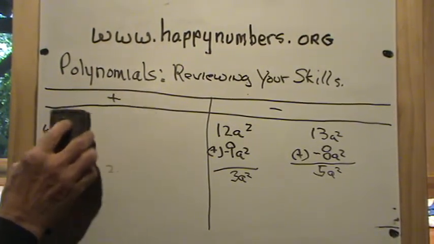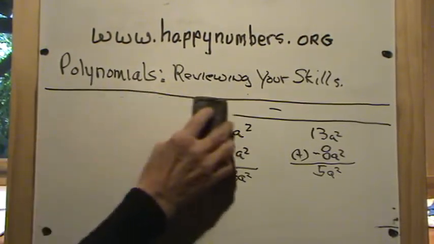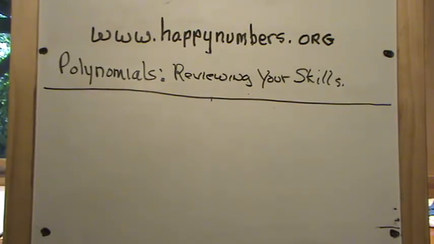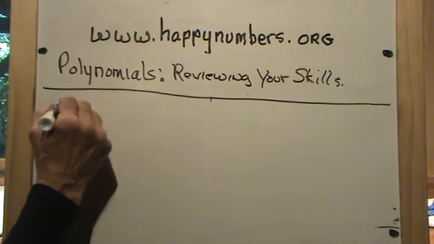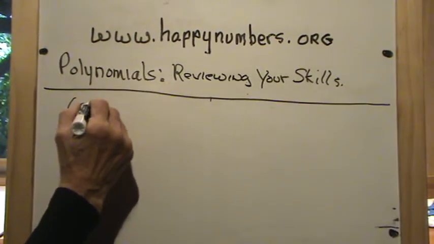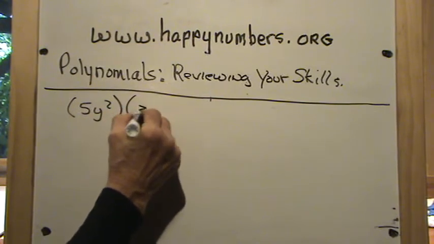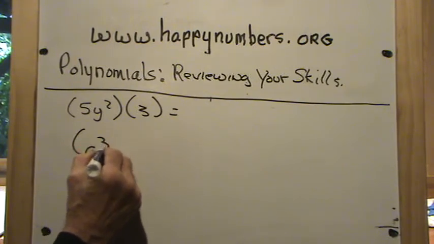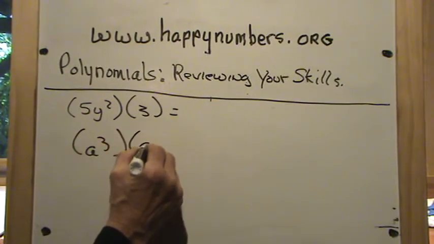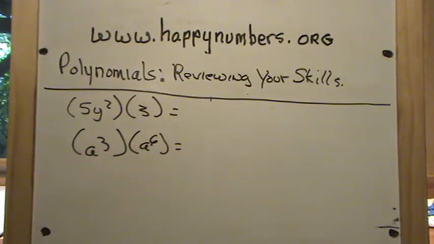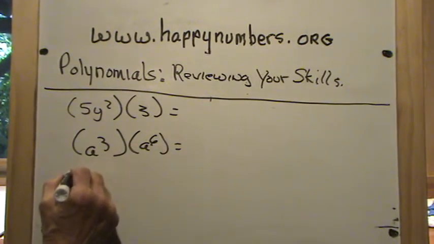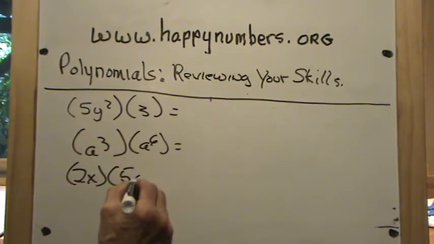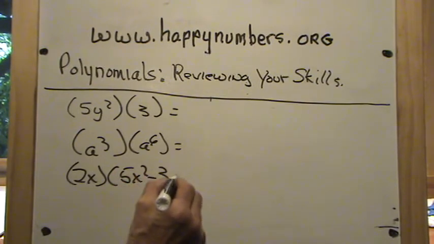Okay, so now we're going to switch gears, and we're going to put up some multiplication problems for you. So this is multiply. Let's see, 5y squared multiplied times 3, that's one problem. And let's give you a to the 3rd times a to the 6th, that'll be another problem. And let's have 2x times 5x squared minus 3x.